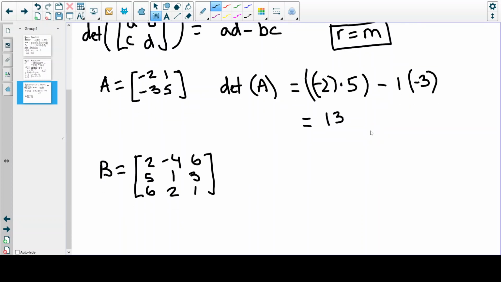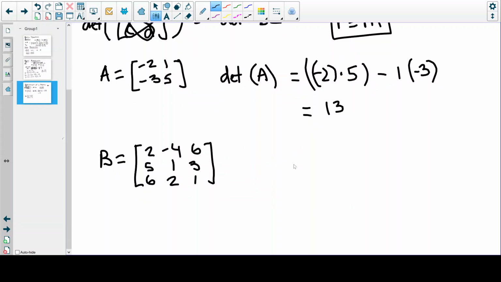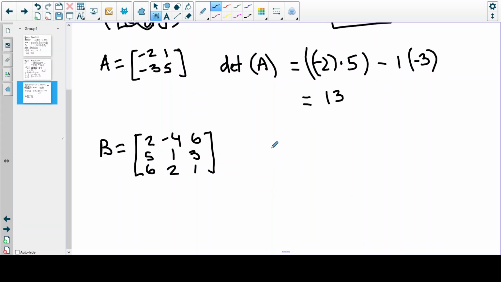Now 3 by 3 is a little different. It's using the same principle as this, by taking this diagonal subtracted by this diagonal. But instead, we have to repeat the first two columns. To find a determinant of 3 by 3, which in Algebra 2 you won't have to do very often, but if you do, you have to repeat the first two columns. So that's what I'm going to do right here. I repeated the first two columns.